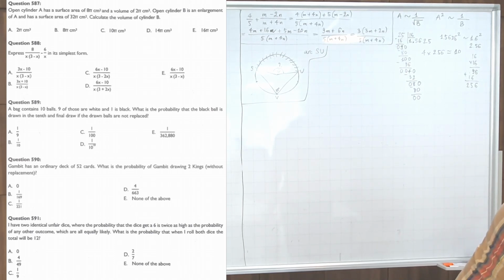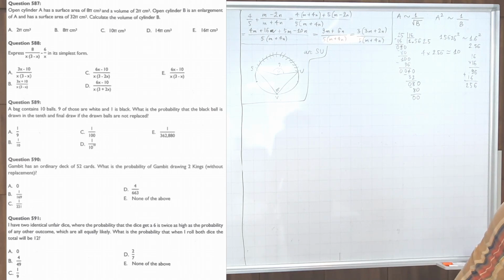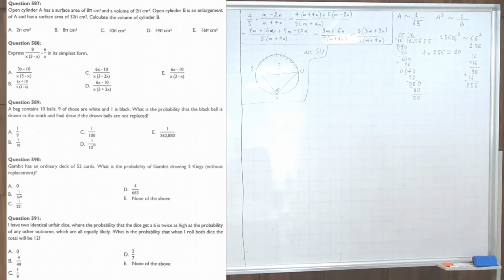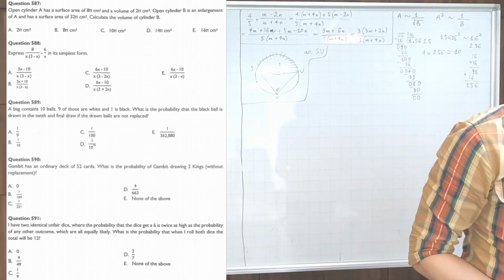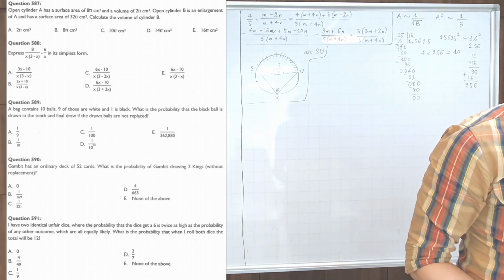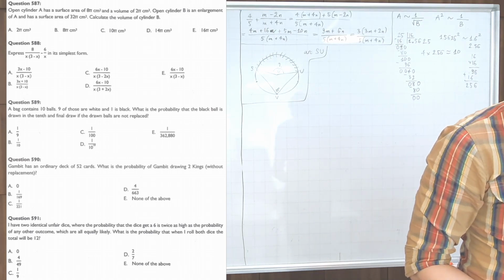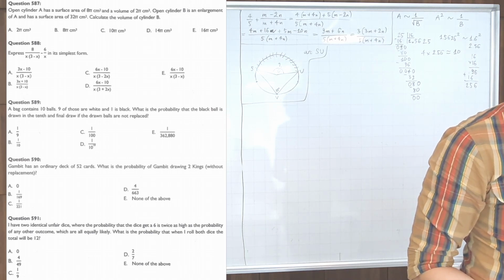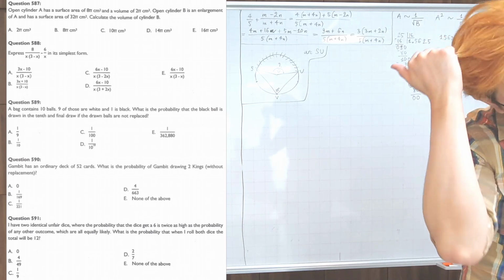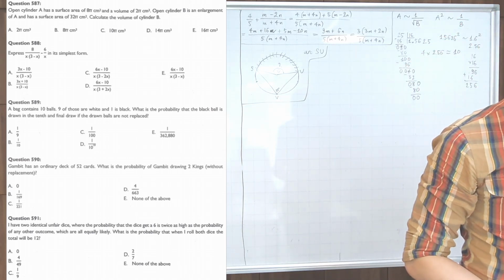Okay, let's just consider that the surface area includes everything, including the bases. If the surface area increases by 4 times, the volume will not increase by 4 times, it must be more than that. You have to understand that.